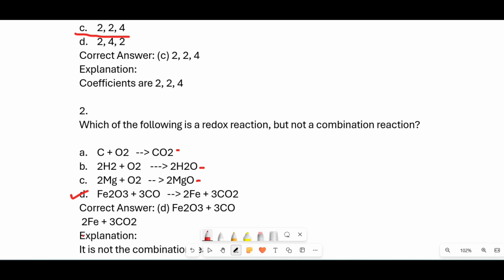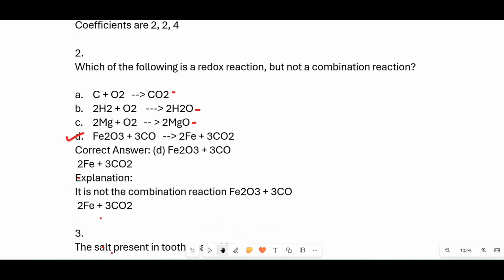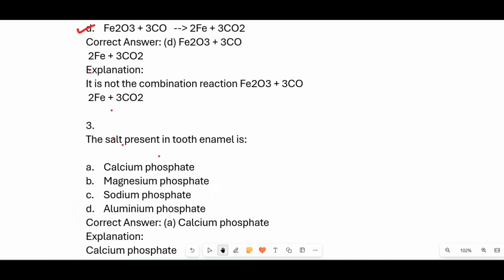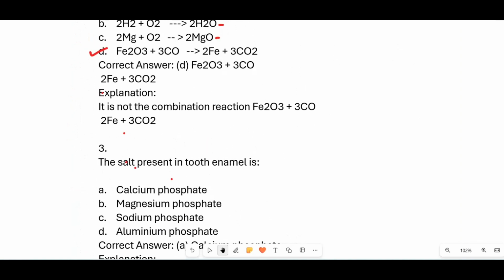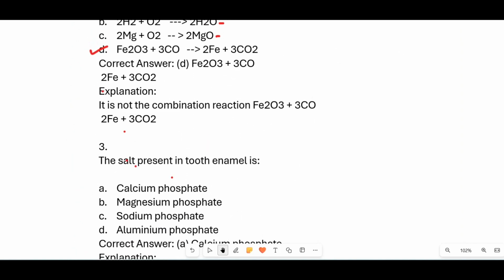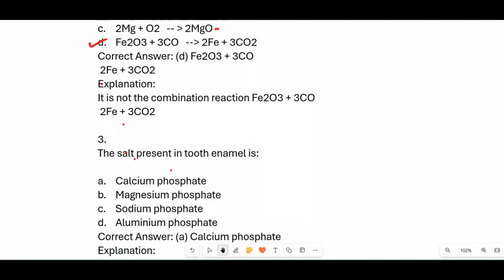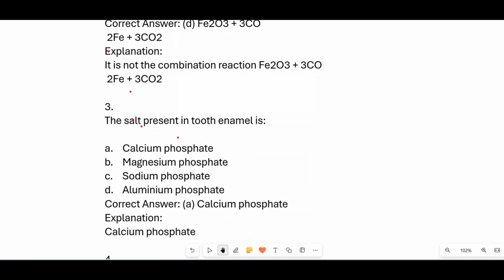Now, next question. Question number 3. The salt present in tooth enamel: calcium phosphate, magnesium phosphate, sodium phosphate and aluminum phosphate. So your answer is calcium phosphate. That's an easy question. Next question.